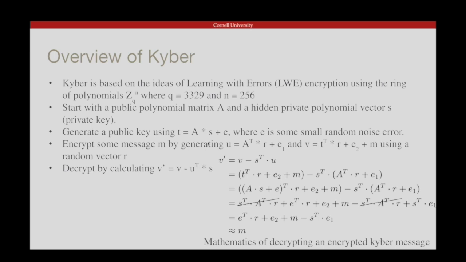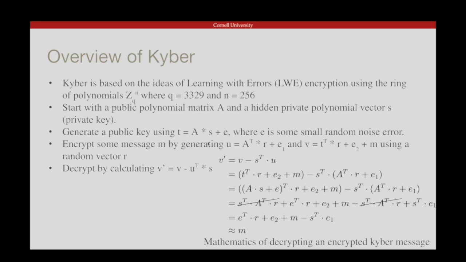Then we can encrypt a message M using a sequence of matrix multiplications and another random vector R to generate two encrypted vectors: U being A transpose times R plus some error term E1, and V being T transpose times R plus some other error term E2, and then with the message M added on top. This has the added advantage of allowing multiple different encryptions of the exact same input message, which makes it difficult to analyze correspondence between messages.